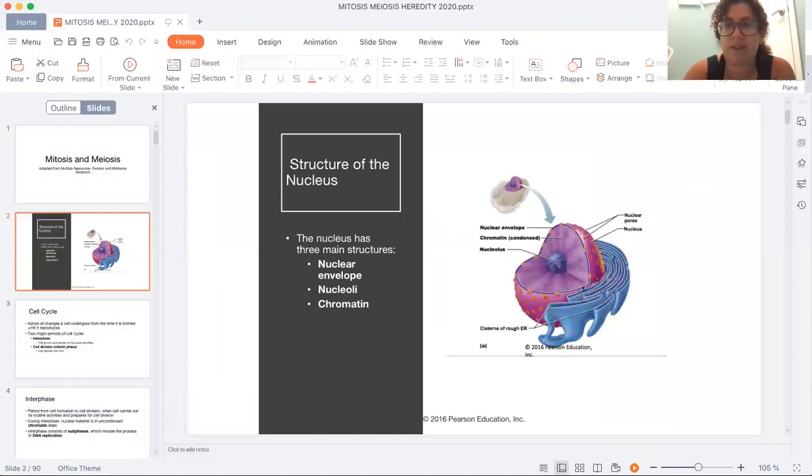Okay. So as far as review, remember that everything that is hereditary is in our DNA, and DNA is housed in our nucleus, and the nucleus has 3 main structures that we need to know about: a nuclear envelope, a nucleolus, which is like the center house of it all, and chromatin. Chromatin is where our DNA is collected. Nucleolus is where RNA is collected, and nuclear envelope is similar to the plasma membrane.